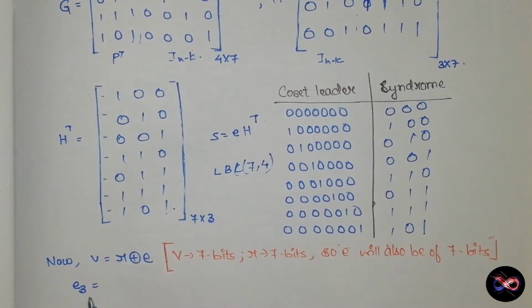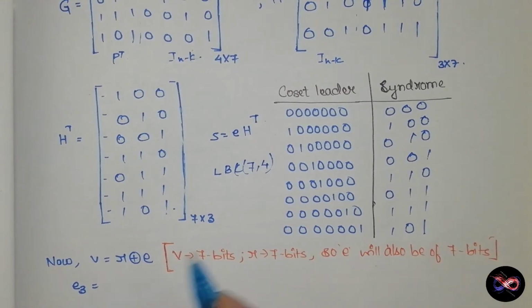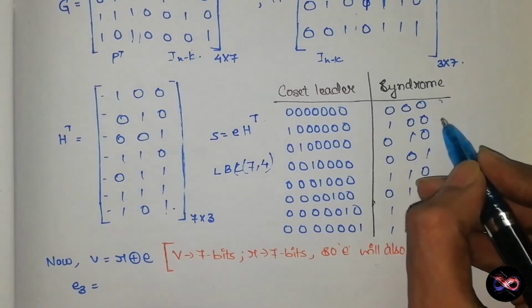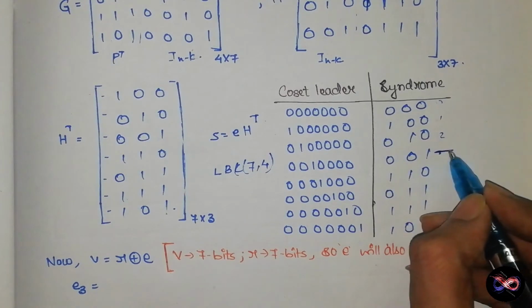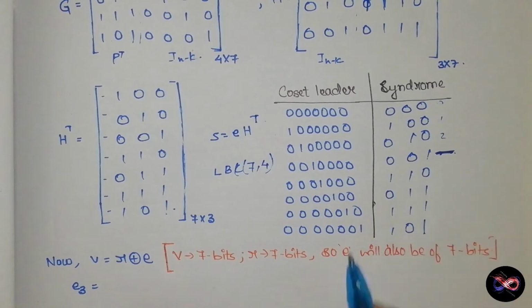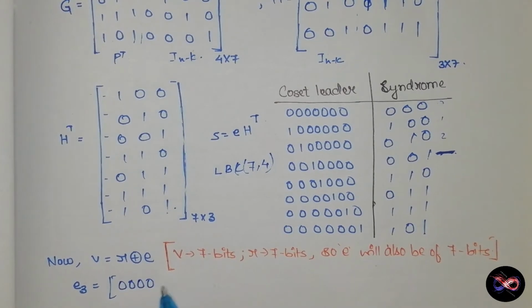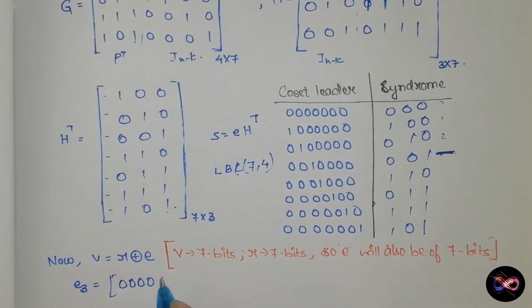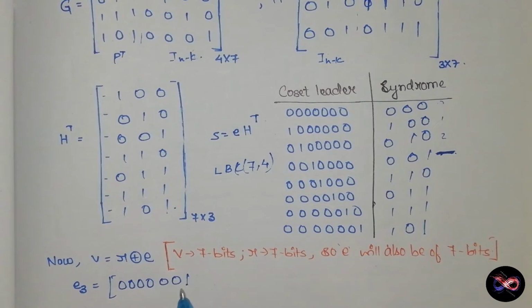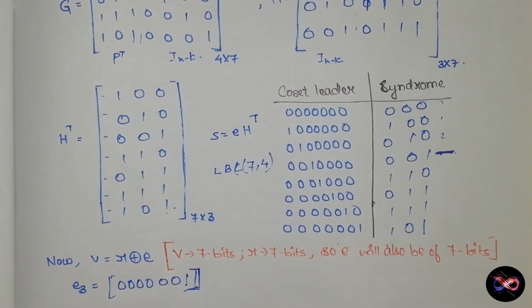So how can we get the error from the syndrome? Consider E3, the third one, numbered 0, 1, 2 and 3. The syndrome is 0 0 1, so there are 3 bits, but the error will be 7 bits. So we simply add 4 zeros in the first place and then write the syndrome. This will be the required error.